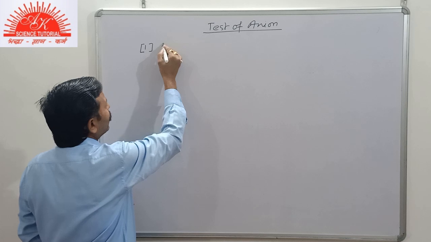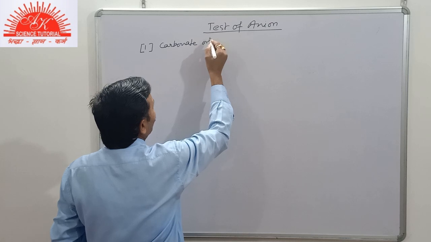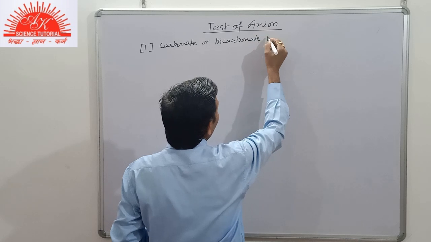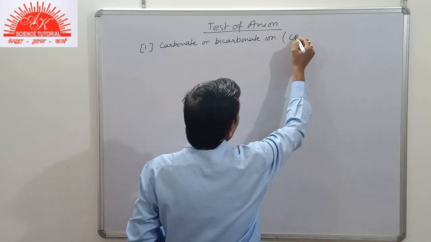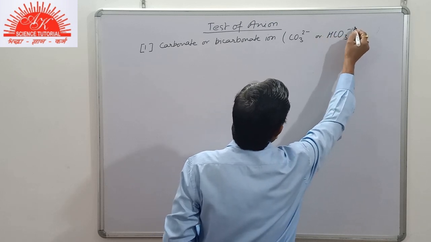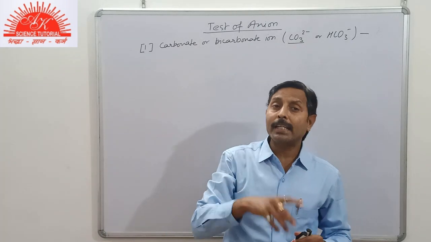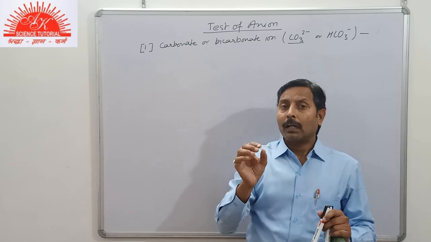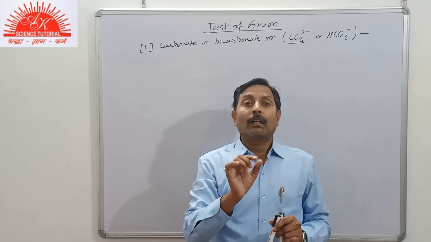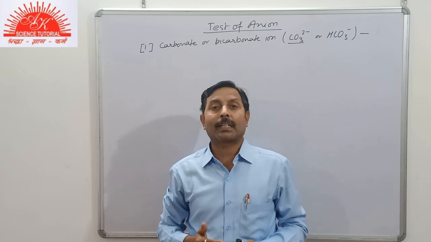Suppose we are identifying carbonate or bicarbonate ion, that is CO3 2 minus or HCO3 minus. Mostly we study for this one. Now you see, you have already studied that when dilute acid is added to a salt, then CO2 gas is evolved. So you will go through that observation only.